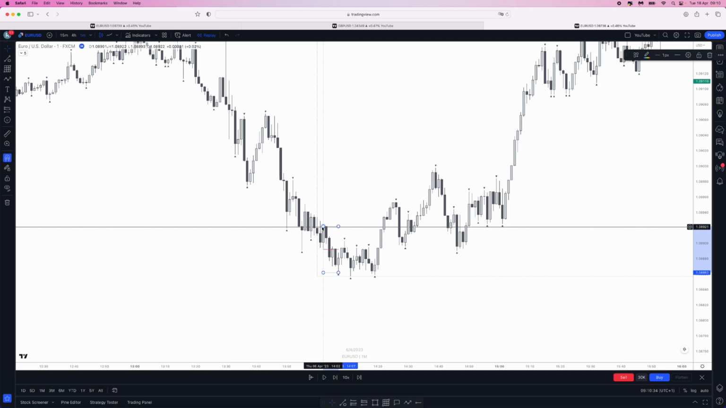So what you want to do is move your range to here, and then as you can see, what happens then is we do get a break above with a wick. So you want to go ahead and gather data on whether you're happy to see a wick break or a body break. For me personally, wick breaks are absolutely fine. So what we want to do now is enter at the EQ.